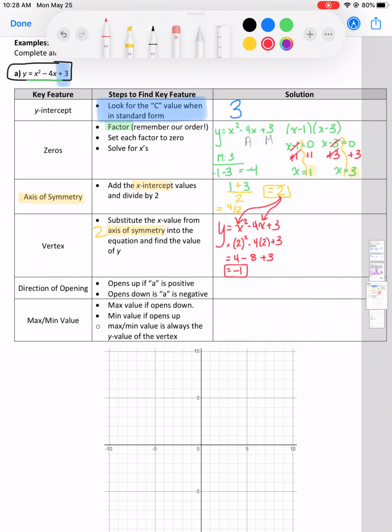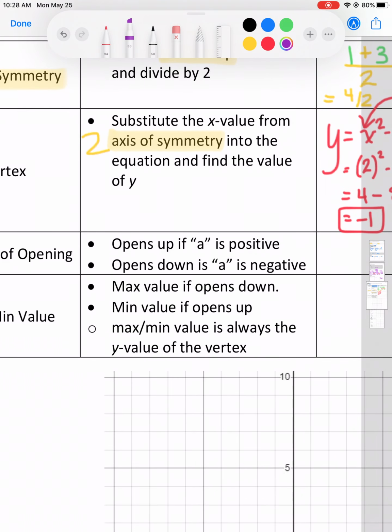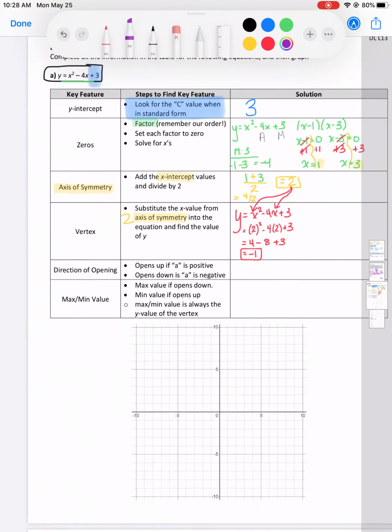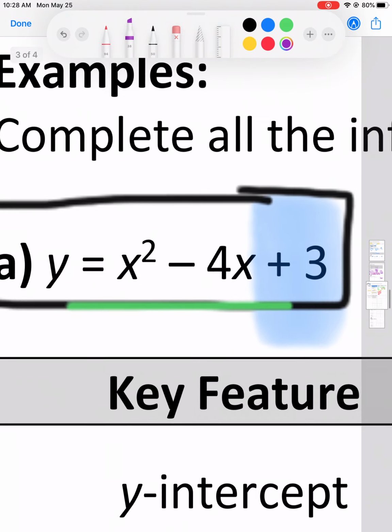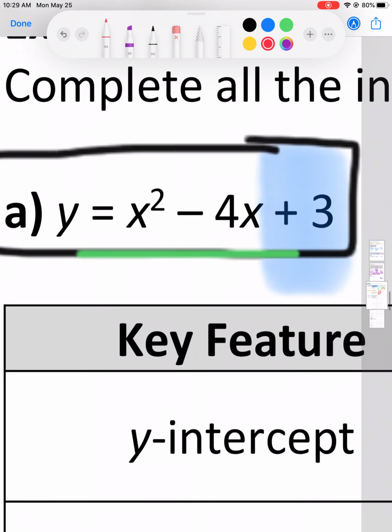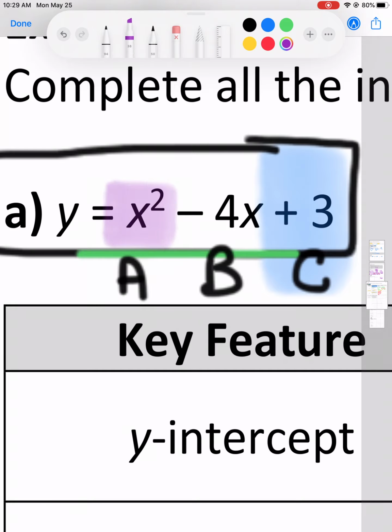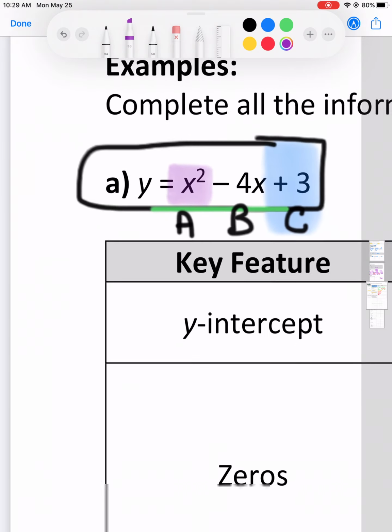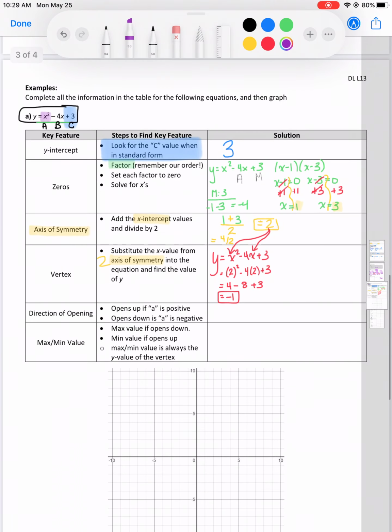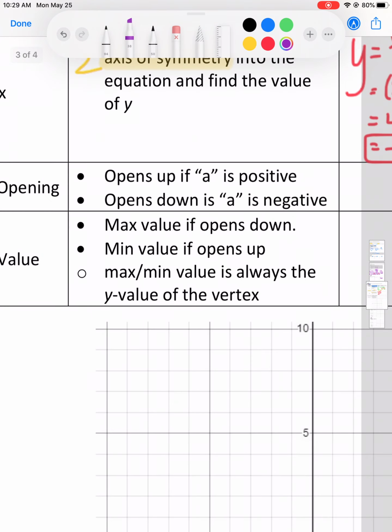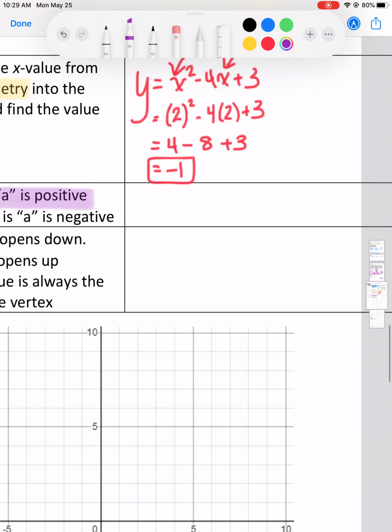Direction of opening. If A is positive, it opens up. If it opens down, A is negative. So look, remember, here's our A. In case you guys forget, it's A, B, C. This is A. Is it positive or negative? Well, there's no negative sign there, so that means it is positive. So, does it open up or down? Up.